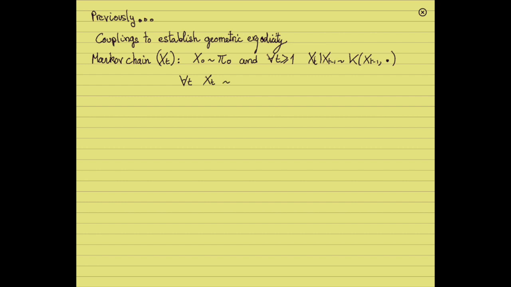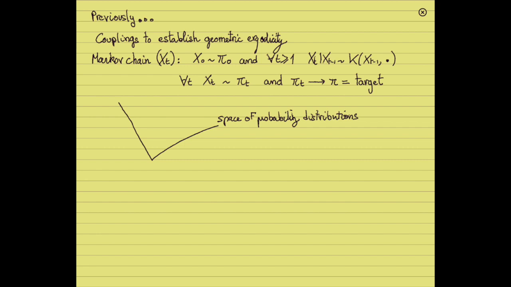For such a chain, we denote by pi_t the marginal distribution of the chain at time t. And we have pi_t converges to pi as t goes to infinity, pi being the target distribution that we would like to sample from. And so we can imagine the space of probability distributions. It's a complicated space, but we can imagine just a representation in the plane. We would start the Markov chain from pi_0, and it would go to another distribution pi as time progresses. And so pi_t becomes closer to pi when t goes to infinity. So we can imagine a path from pi_0 to pi, such as the one in this figure.